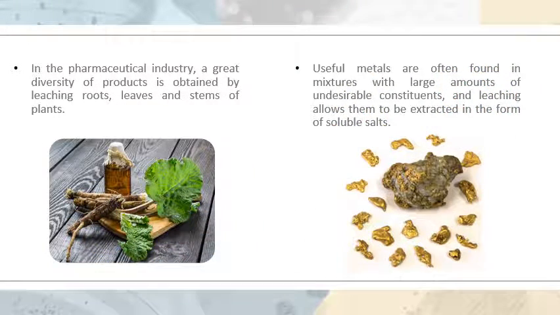Useful metals are often found in mixture with large amounts of undesirable constituents, and leaching allows them to be extracted in the form of soluble salts. Copper salts are dissolved or leached from ground ore containing other substances by sulfuric or ammoniacal acid solutions.